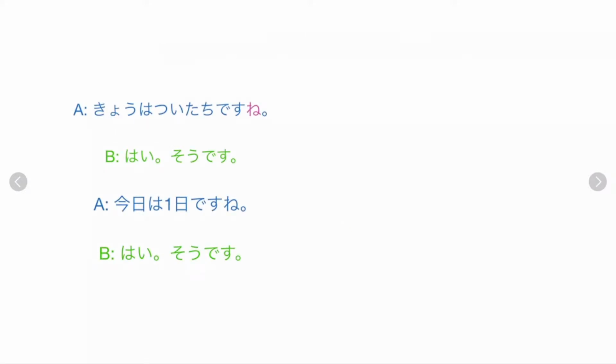So let's see ne in action. 今日は1日ですね. This is not a question, although it sounds like a question. It's saying, today is the first, isn't it? And the response then is, はい、そうです. はい means yes. そうです means it is that way. It comes from a kosoado pattern, which we might talk about in the future. So yes, that's what it is.